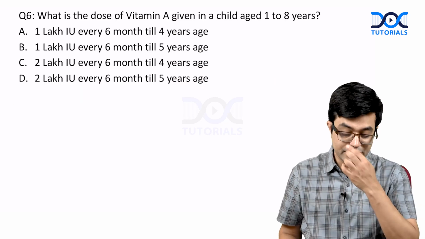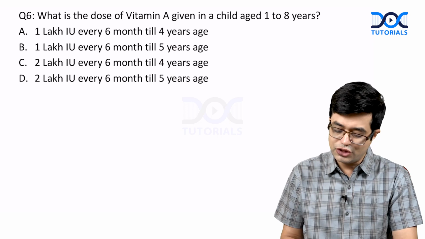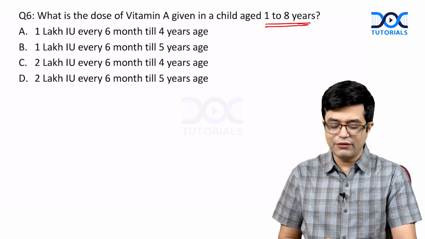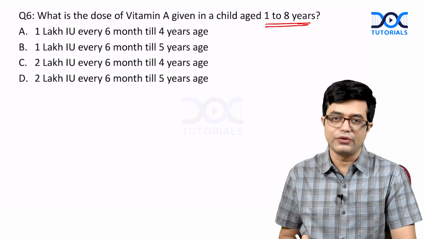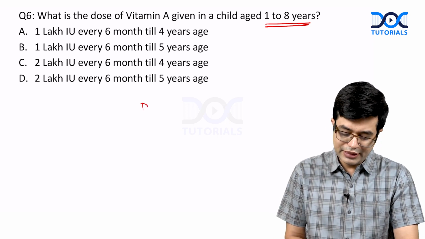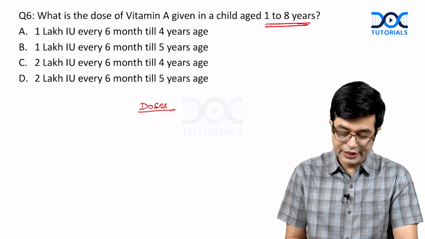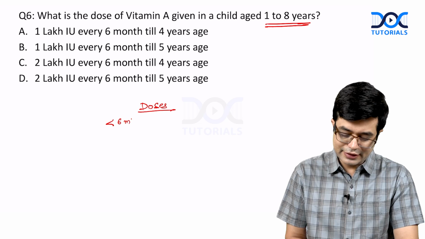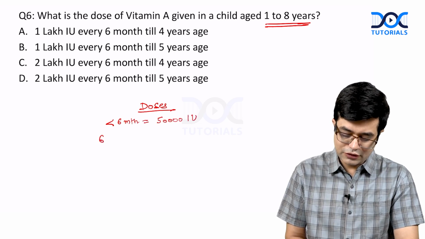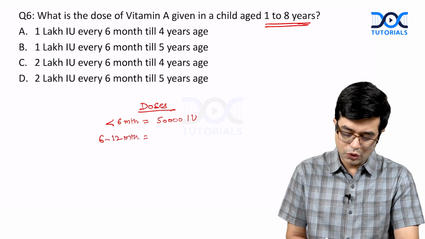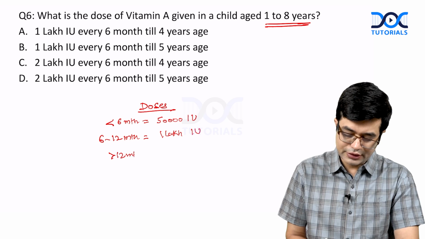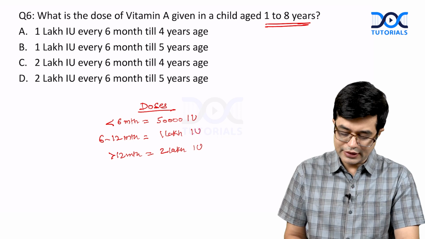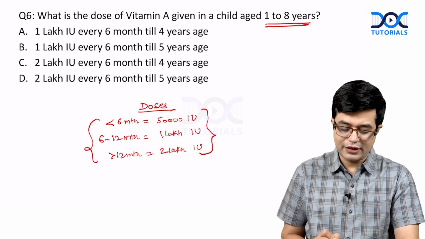Next question. What is the dose of vitamin A given in a child aged 1 to 8 years? The doses of vitamin A are very clear. We have discussed it already multiple times. Less than 6 months of age, the dose is 50,000 international units. 6 months to 12 months, the dose is 1 lakh international units. And above 12 months, the dose is 2 lakh international units. These are the age-wise doses that are recommended.